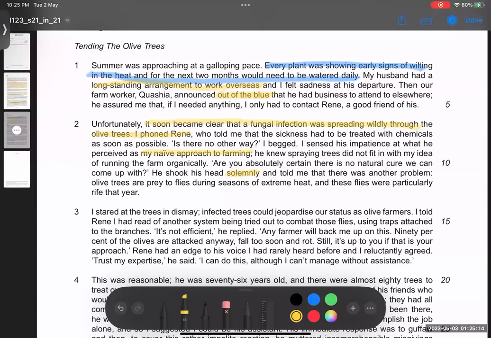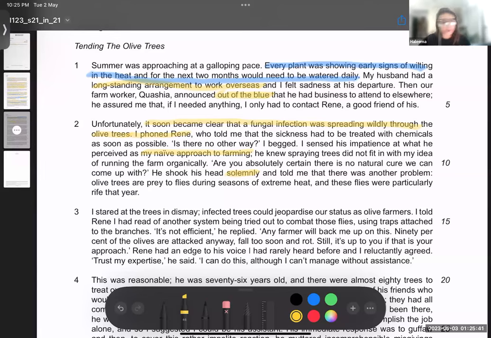So ma'am, if we don't know the meaning of the word, is it okay to assume the meaning by looking at the context? Yes, you look at the context and you look at what you think could probably be the best alternative, because you will notice that if the word itself is a difficult word, the meanings are not that complicated. So then you see which of these words actually fits the context.